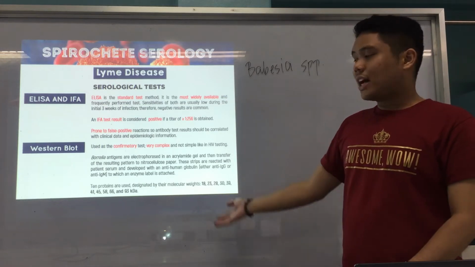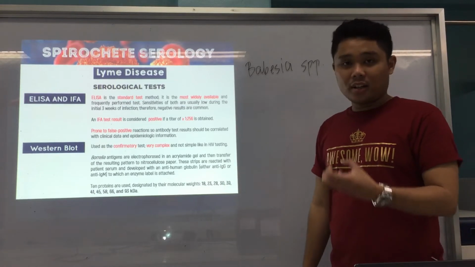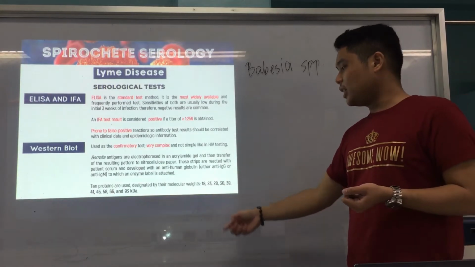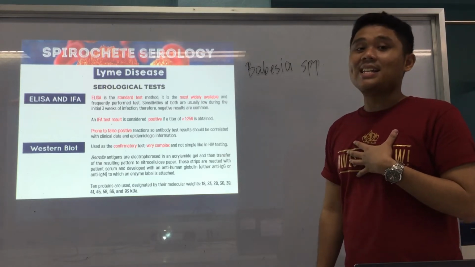And then we look at the 10 proteins of Borrelia. They are designated by their molecular weights. You have 18, 23, 28, 30, 39, 41, 45, 58, 66, and 93 kDa.